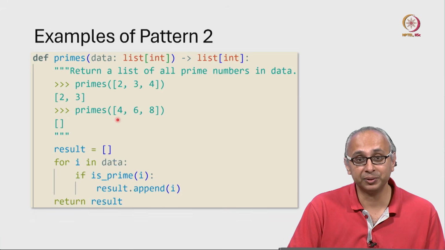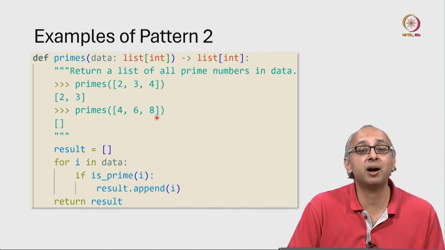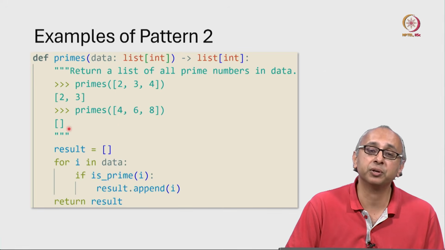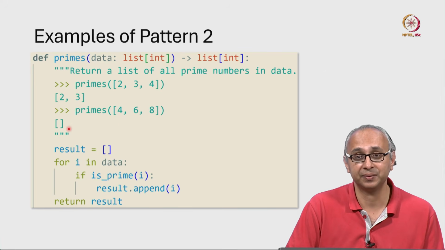Similarly, this input is interesting because in this input there are no primes. So the doc test is telling us that in that case we want the empty list.